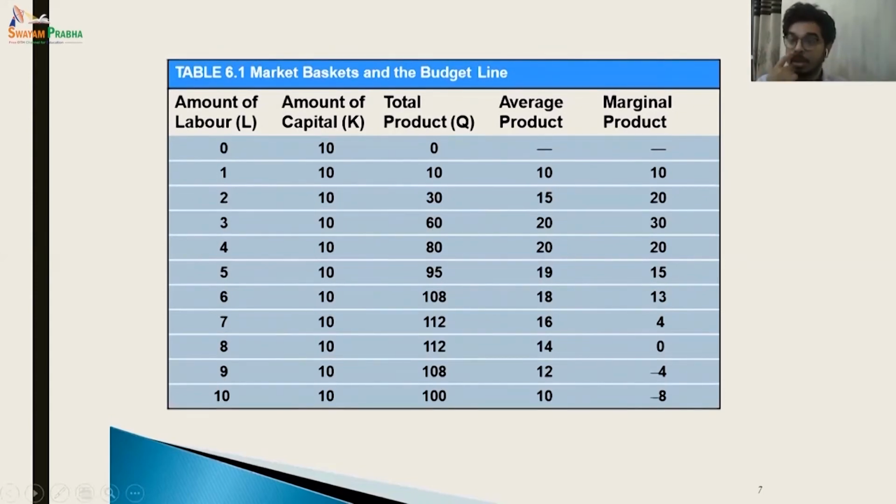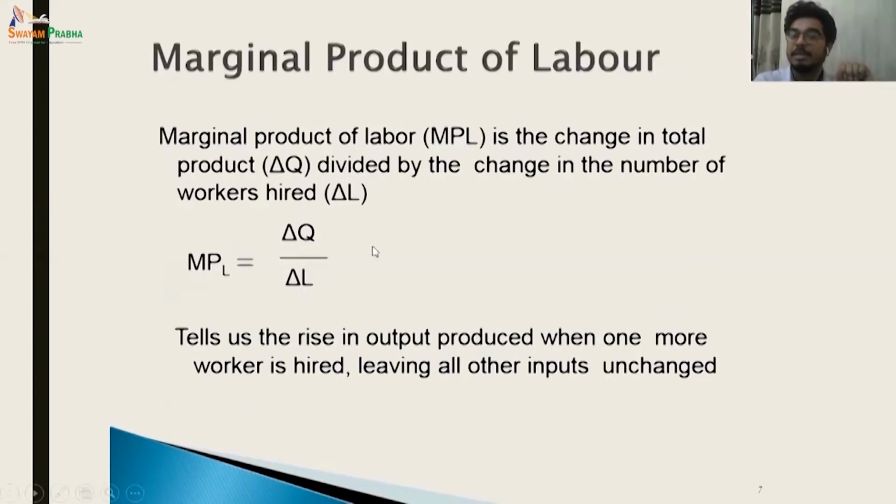What is marginal product? Marginal product is the change in quantity. Over here, we are not looking at the change. Over here, we are just doing the total product divided by the amount of labor. No change. In marginal product, we have learned that it's the delta. Delta stands for change. Change in quantity divided by the change in labor.